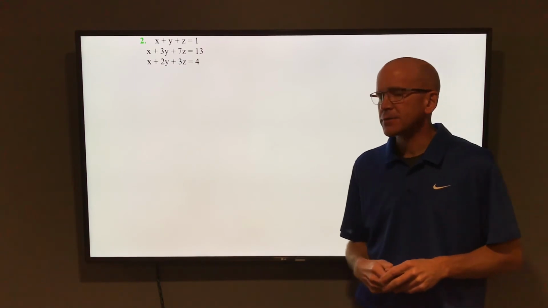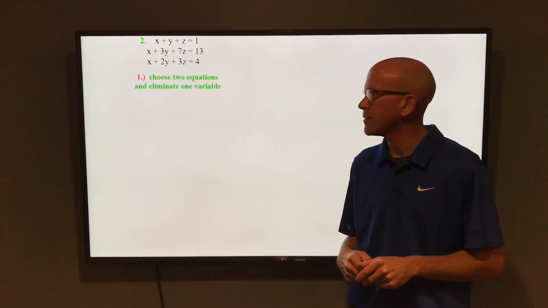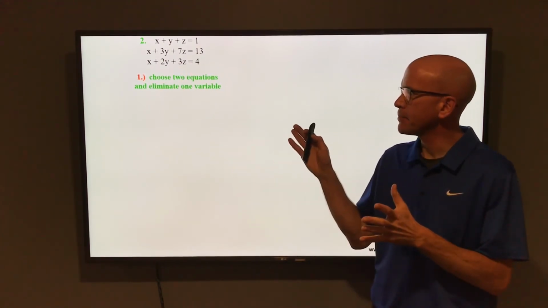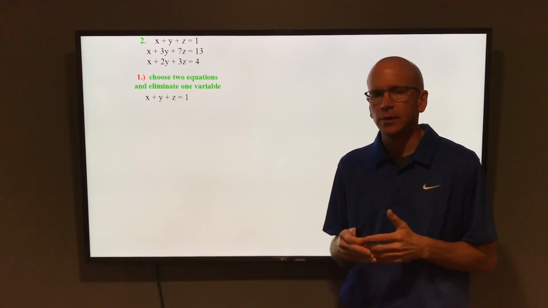I'm going to solve these three equations in three variables. I'm going to solve for x, y, and z. The first step is to choose two equations and eliminate one of the variables. It does not matter which two equations you choose. Anything up there is open game. So just choose two equations, eliminate one of the variables, and you can eliminate it however you want.